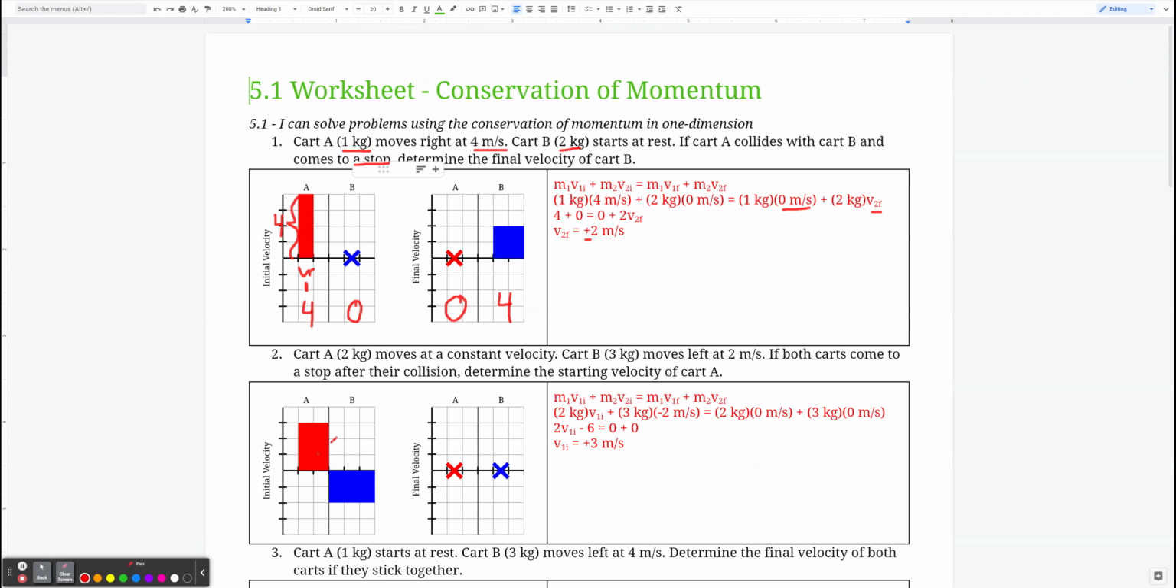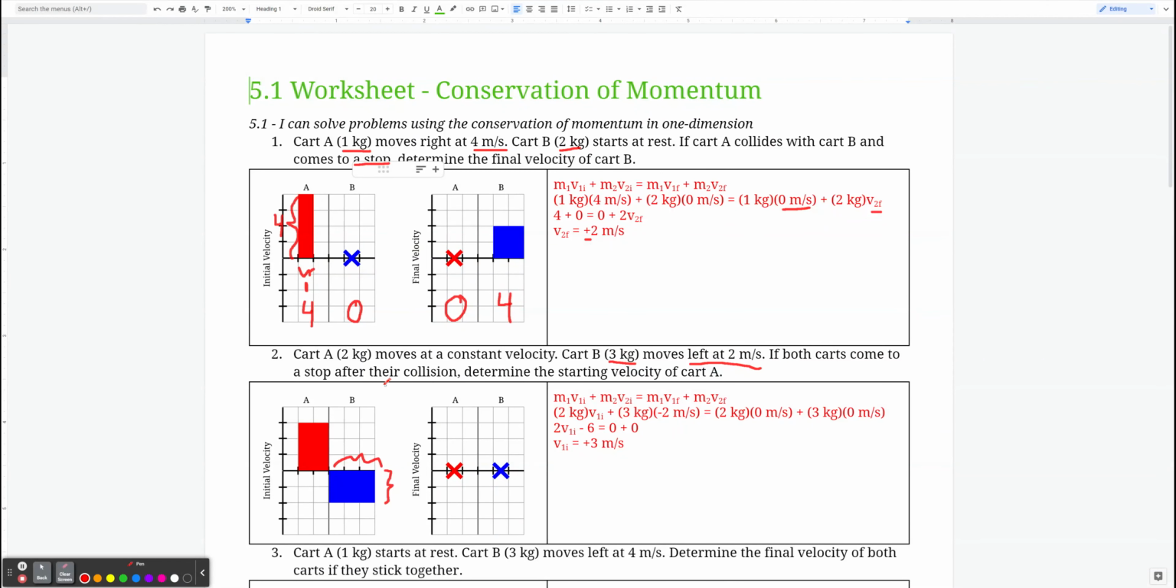On the second one, here we have cart A 2 kilograms. It's moving at a constant velocity. We don't know what it is. Cart B is 3 kilograms and it moves left at 2 meters per second. So for drawing this, we know right away 3 kilograms, the mass, tells us that this has to be 3 squares wide, and then left at 2 meters per second means our height is -2. Negative because of the word left here, and then the 2 meters per second just means 2 boxes.